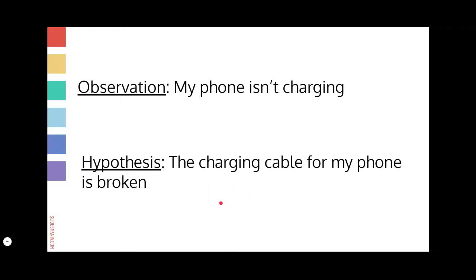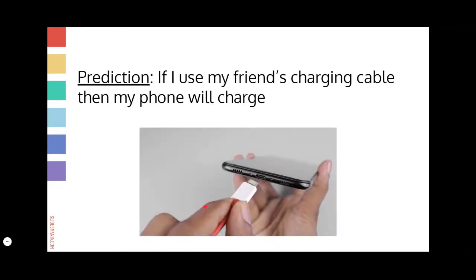So if that's our explanation for our observation of my phone isn't charging, why is that happening? Then we could make a prediction that if we change the cable that we're using, then the phone will charge. So if I use my friend's charging cable, then I can get my phone to charge. But if I was to use my same charging cable and just use a different outlet, then my phone wouldn't charge. So a prediction is going to follow from the explanation that you came up with.